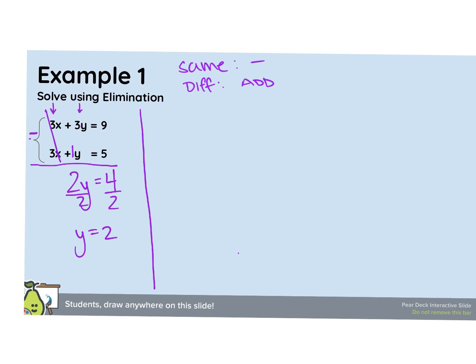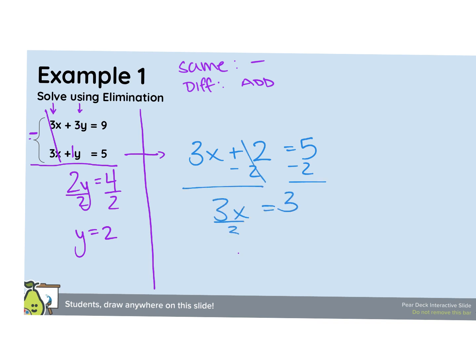So I'm going to pick one of these equations, and I'm going to plug in my y value to figure out what x is. So the second equation has smaller numbers, so I'll use that one. So 3x plus y, which is 2, equals 5. Subtract 2 on both sides, and I get 3x equals 3. Divide, and I get x equals 1. So I think the answer is 1, 2.